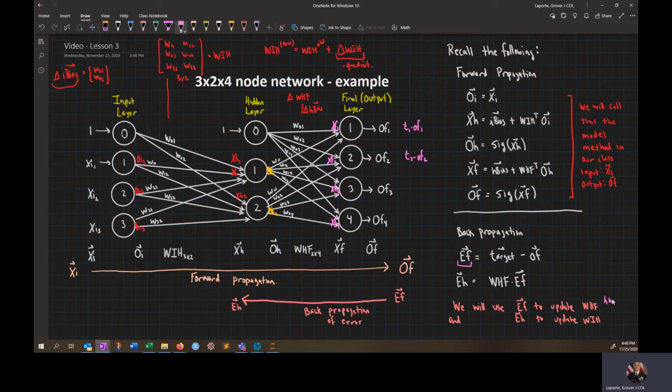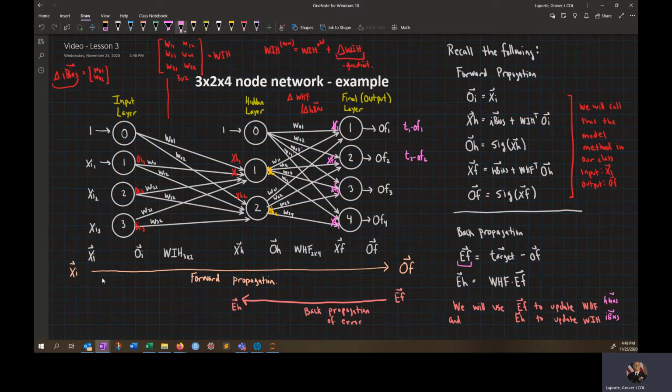the H bias, since I didn't write it in there, and the I bias for this one. So we're going to use EF to update WHF, and we're going to use EF to update the H bias. We're going to use EH, this thing that we calculate here, to update WIH, and then the I bias. Let me put a vector sign over there.